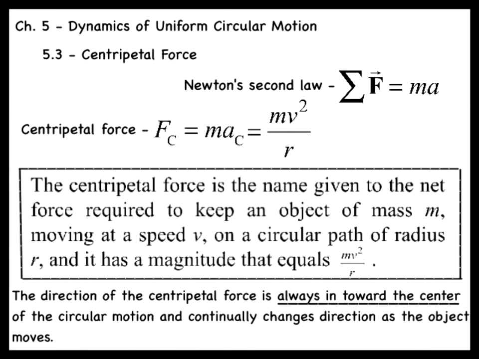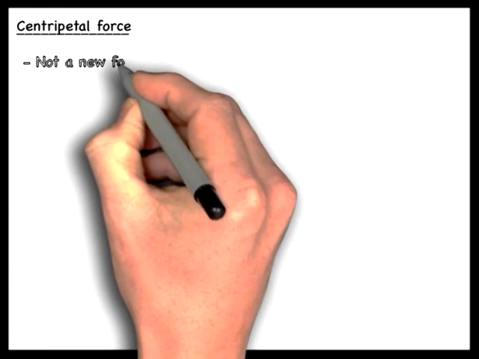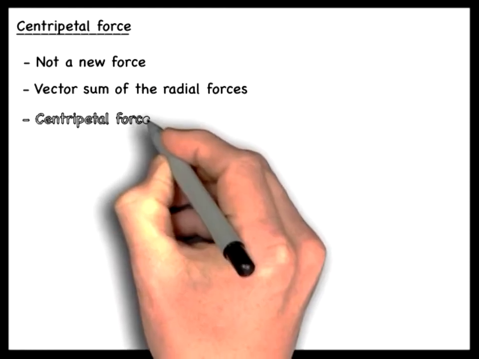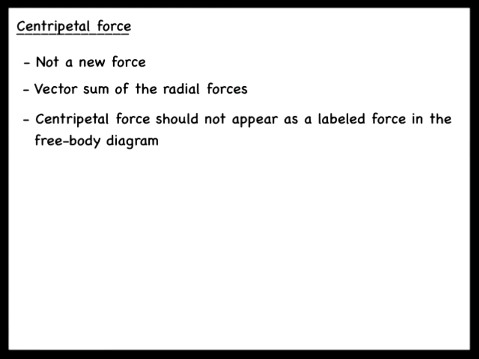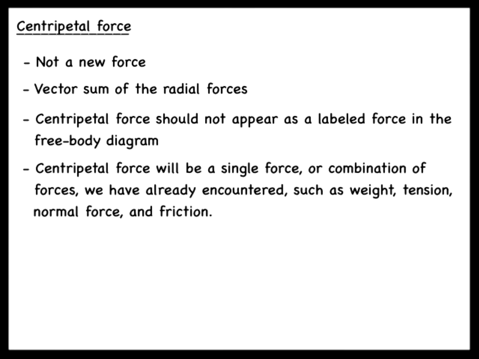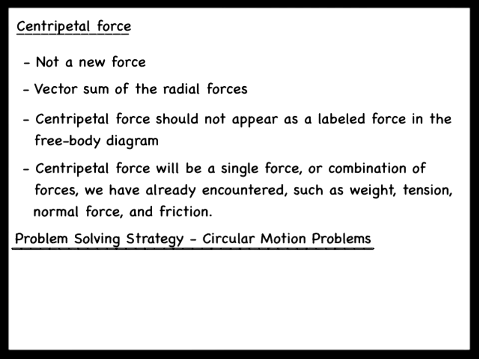Here it is important to note that the centripetal force is not a new and separate force created by nature, but rather it is the vector sum of the radial forces acting on an object undergoing circular motion. Therefore, the centripetal force should never appear as a labeled force in your free body diagrams. It will be a single force or combination of forces we have already considered, such as weight, tension, normal forces, or friction. In certain situations, it may be easy to identify the centripetal force, and in others it may be more complicated. However, the approach to solving circular motion problems falls naturally within our existing problem-solving strategy.